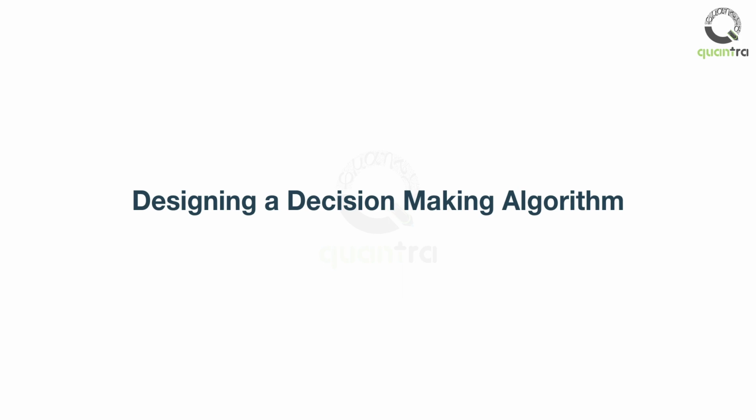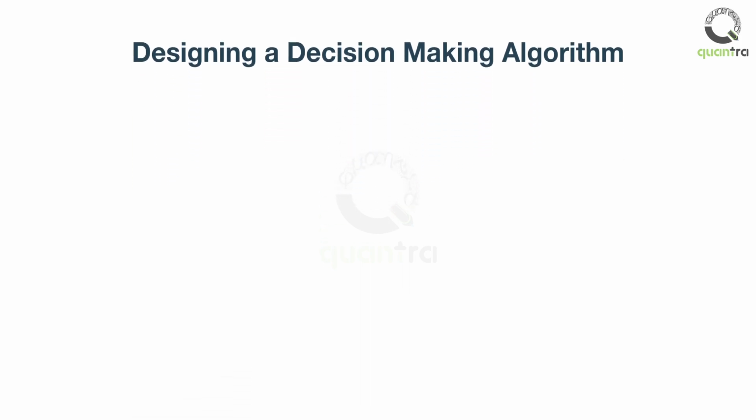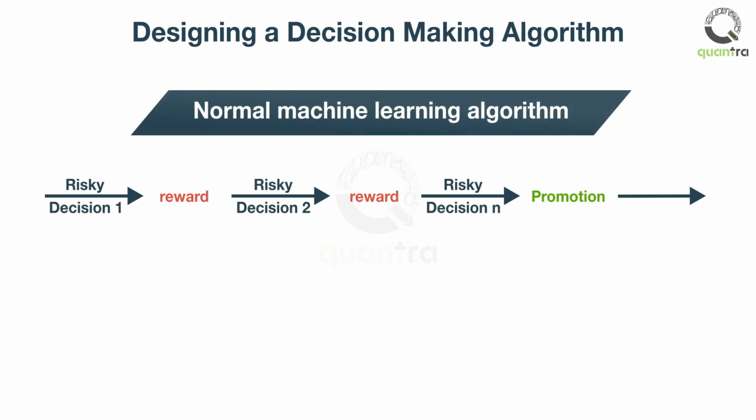Taking all these factors in mind, it would be really difficult to create a decision-making algorithm. In a normal machine learning program, a label or reward is applied to every set of scenarios that can occur. But here, we cannot do this since we only receive the final reward after a sequence of decisions.